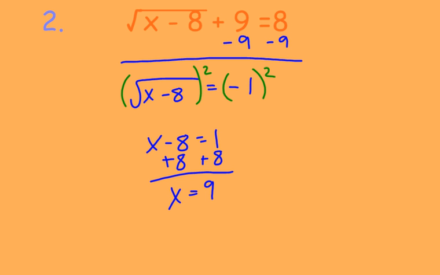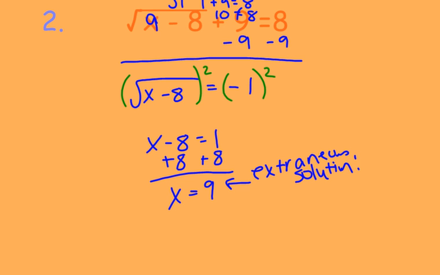Now before I do anything else, I'm going to plug a 9 in for where this x is. So I would have 9 minus 8, which is 1, square root of 1, which is 1, plus 9 equals 8. Does 1 plus 9 equal 8? No. 10 does not equal 8. So here's an example of an extraneous solution. My answer then, since the one answer I got does not work, is no solution. I can't find a number that would make this equation a true statement.